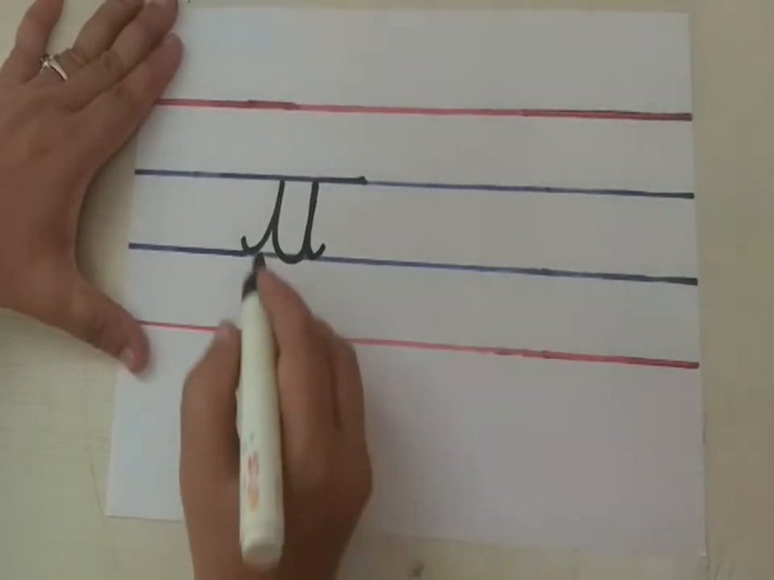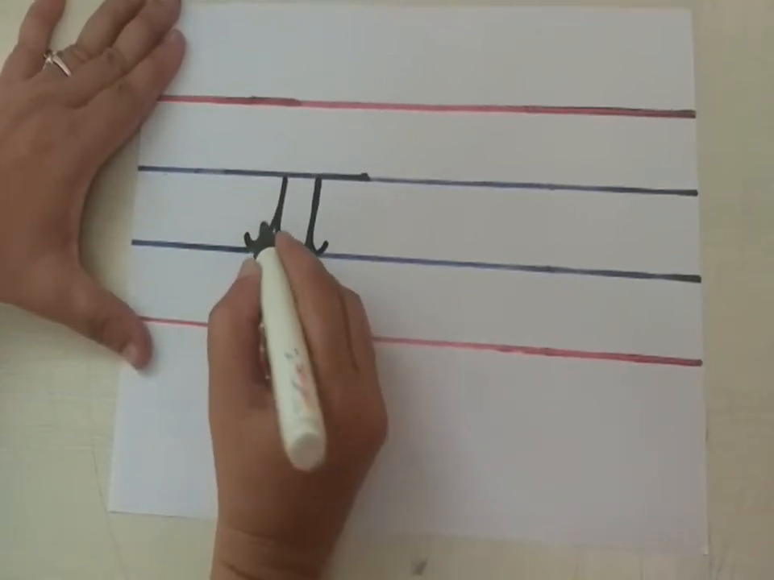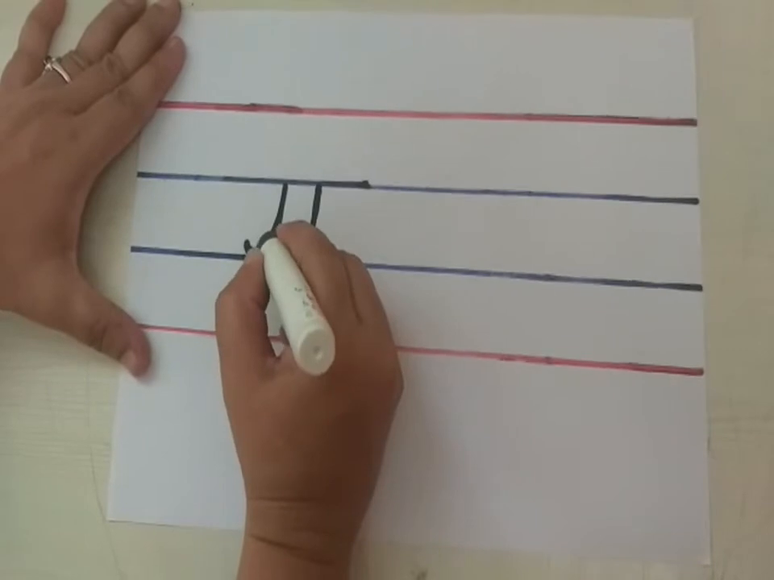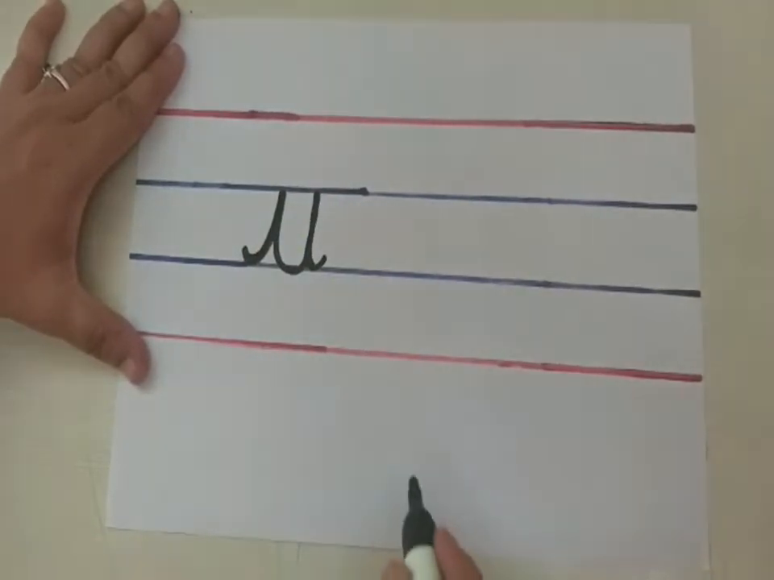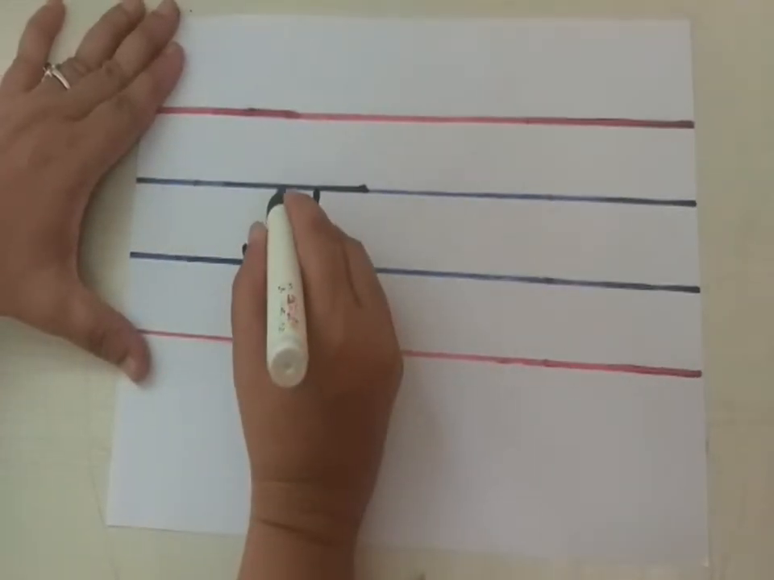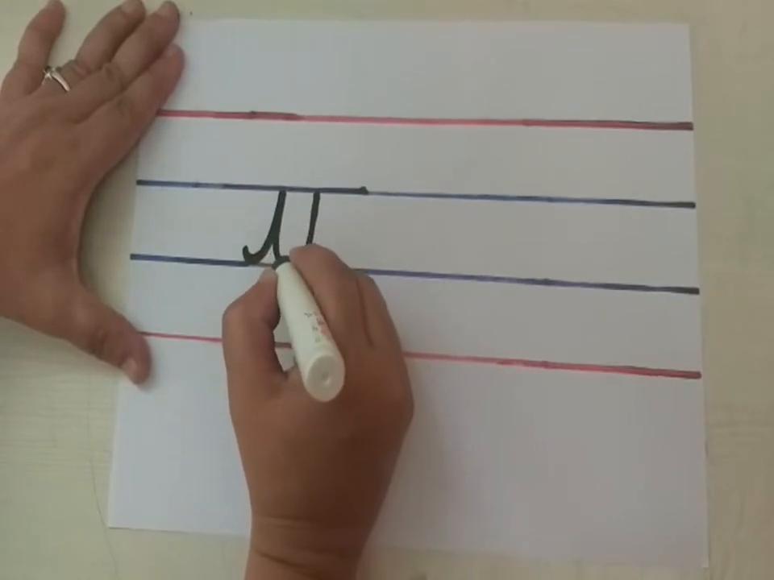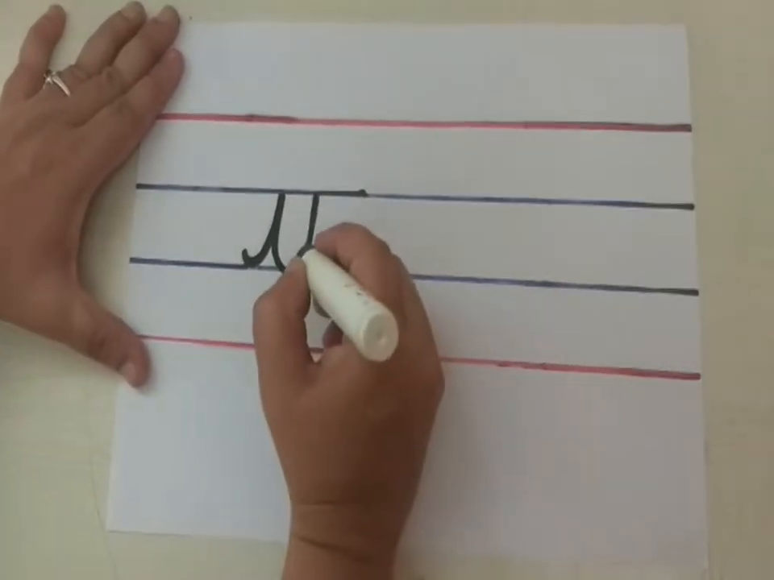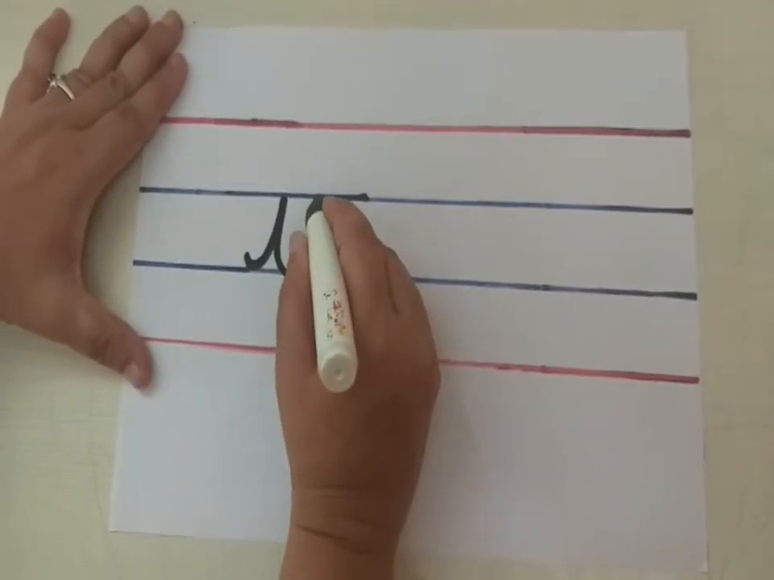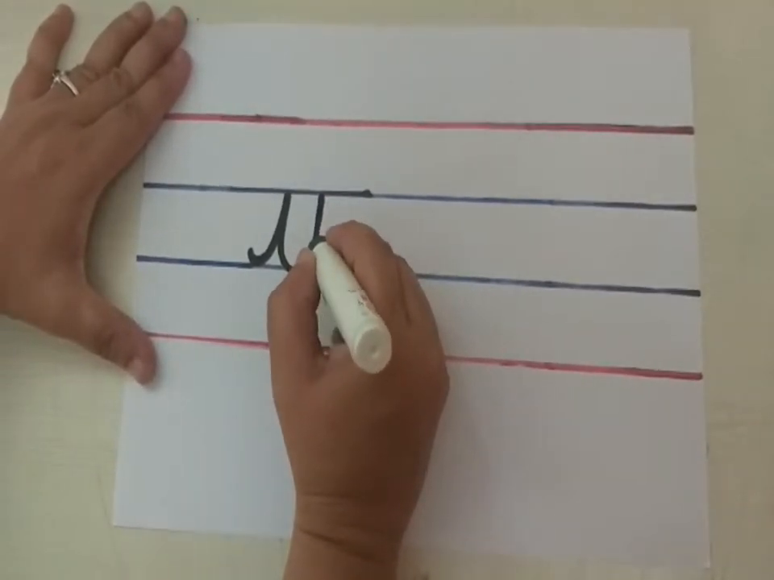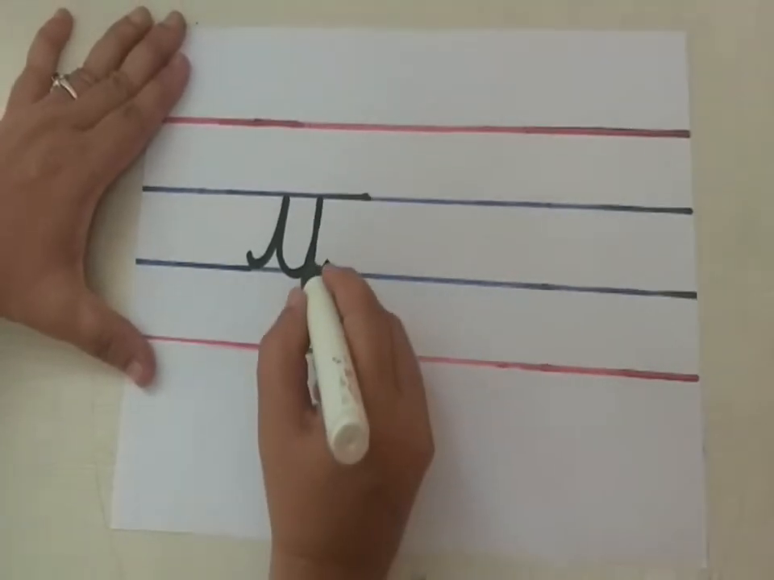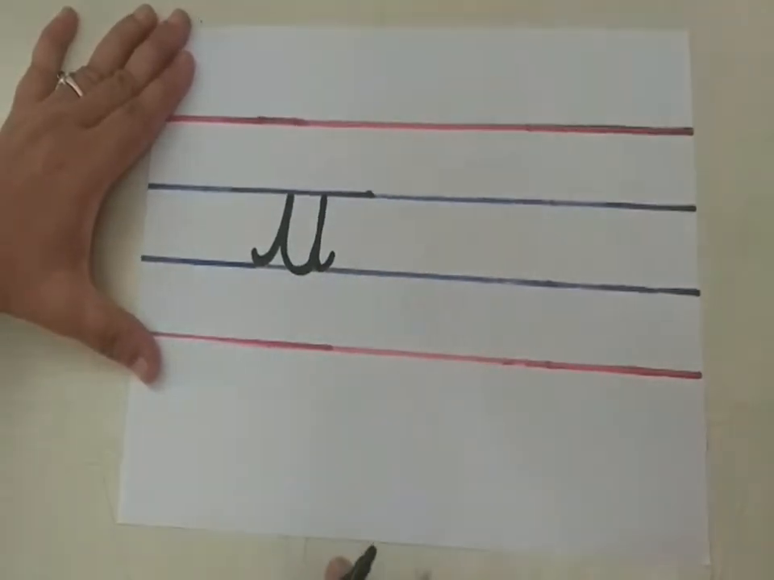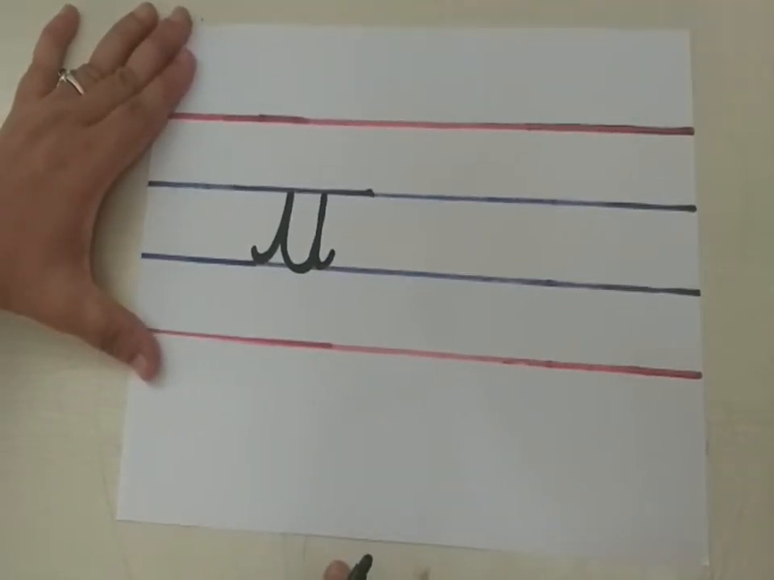Once again we will write. Take a small curve. Go up to the second blue line, children, up. Again come down to the third blue line. Make a half curve here like that. Again go up to the second blue line. Come down to the third blue line and make a small curve. This is small cursive U.